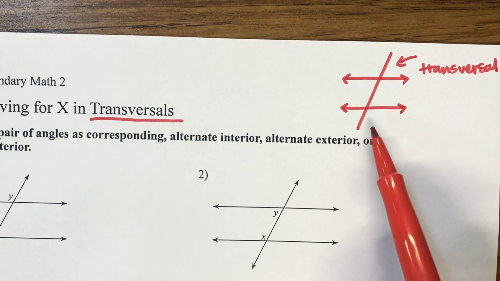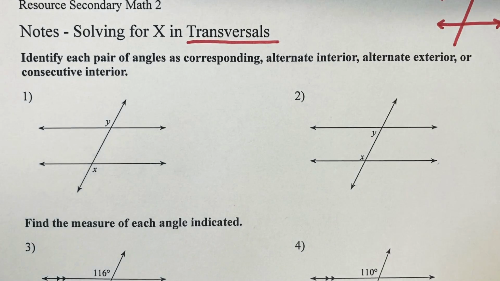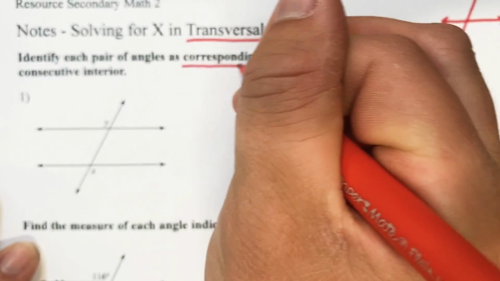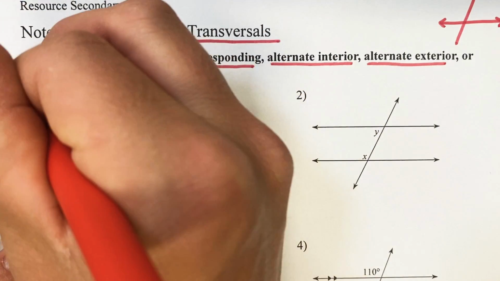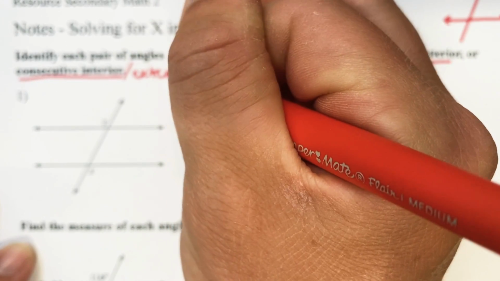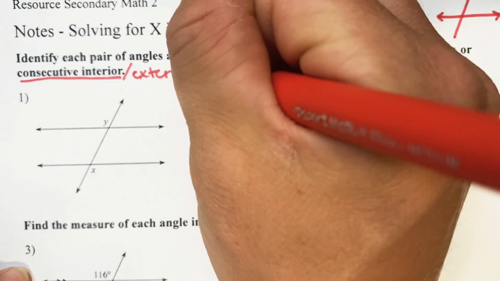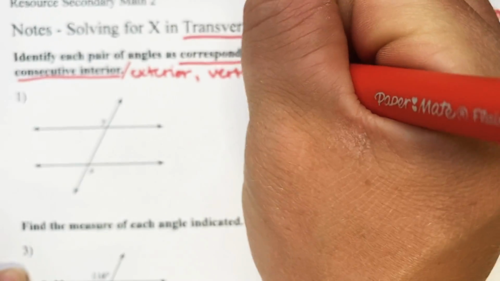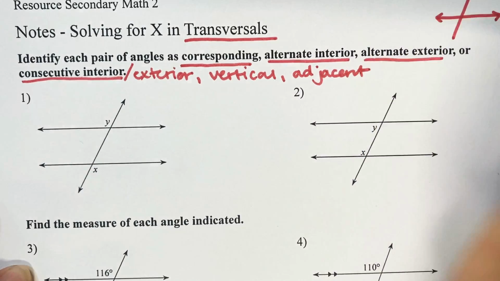Okay, so there's a few different relationships that we've talked about. We've talked about corresponding, alternate interior, alternate exterior, or consecutive interior slash exterior. We've also talked about, I'm going to add these to the list, vertical and adjacent relationships.